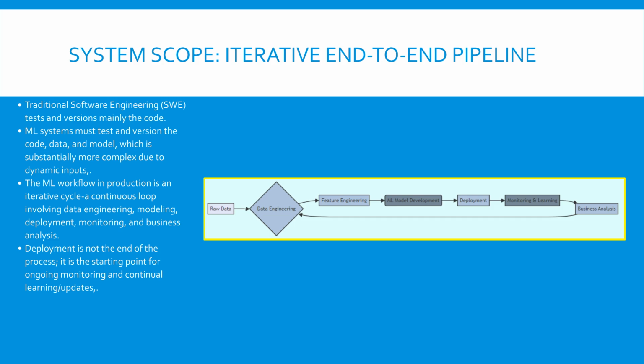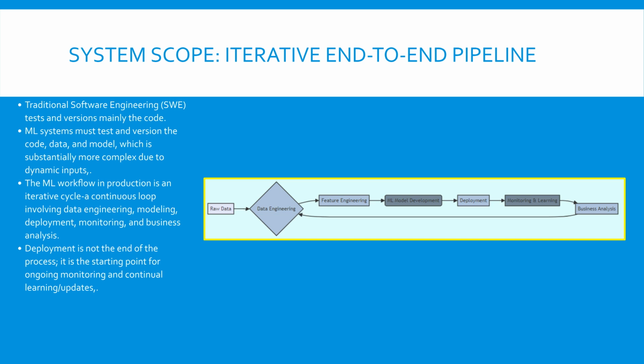This flow illustrates the iterative process for developing an ML system in production. This is a continuous cycle, unlike a one-time script. It starts with raw data, which is then processed through data engineering and feature engineering. Next is the core ML model development stage. Once the model is ready, it enters the deployment stage to serve live predictions.